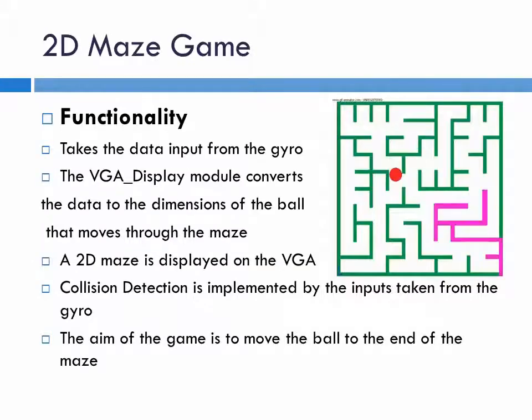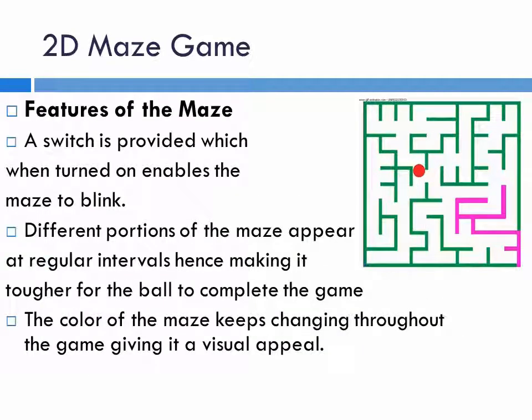The aim of the game is to maneuver a ball through the 2D maze. For this, the gyro takes in data from the user, and this data is converted to the dimensions of the ball that will move through the maze. Collision detection algorithm is implemented throughout the maze. A toggle switch is a salient feature of this game, because when the switch is turned on, the maze blinks and different portions get displayed. This makes it tougher for the ball to complete the game.